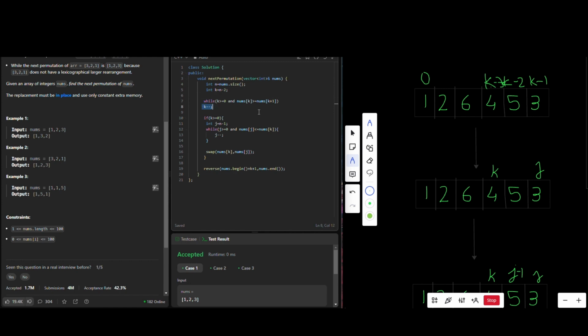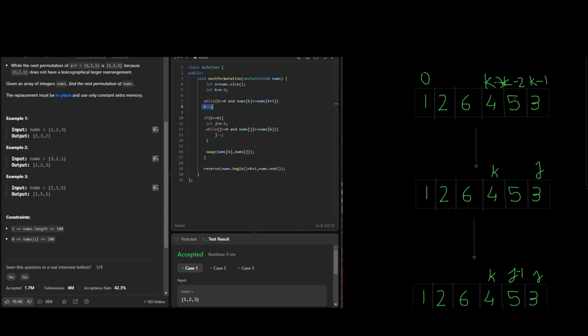We'll do k minus minus. We move k from k minus 2 to k minus 3, right? So we reach 4. We see 4 is not greater than 5. 4 is less than 5. Okay, so that means there's a possibility to do something. We found a number which is larger than a number at a given index to the left. So we may arrange, right?